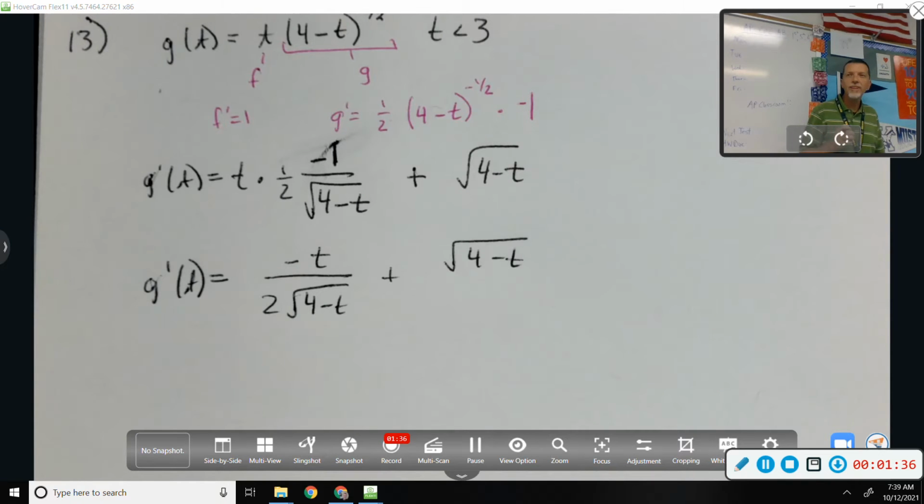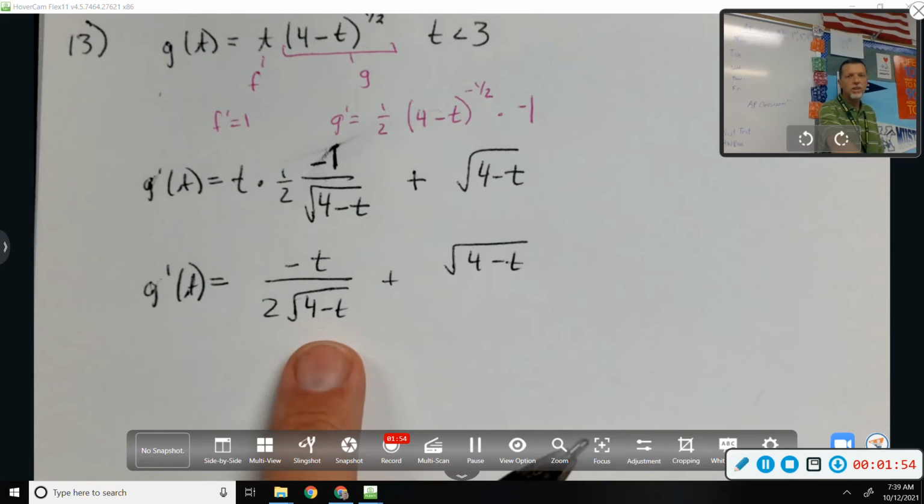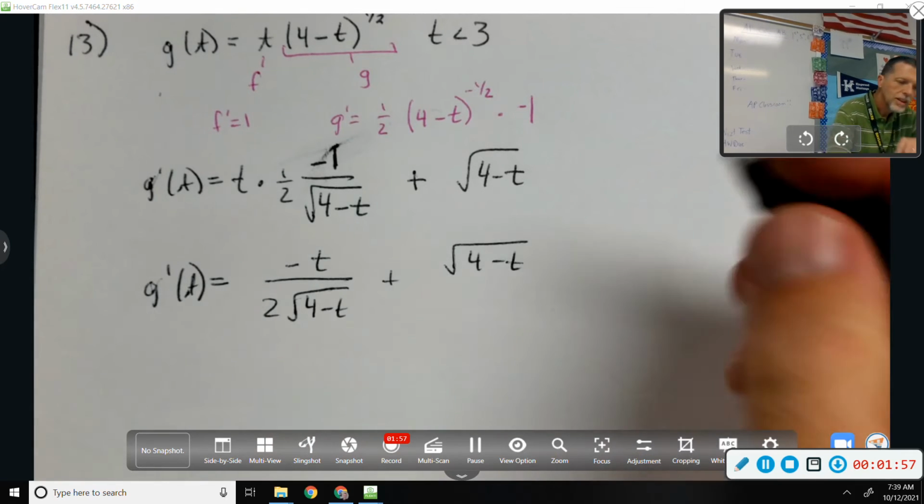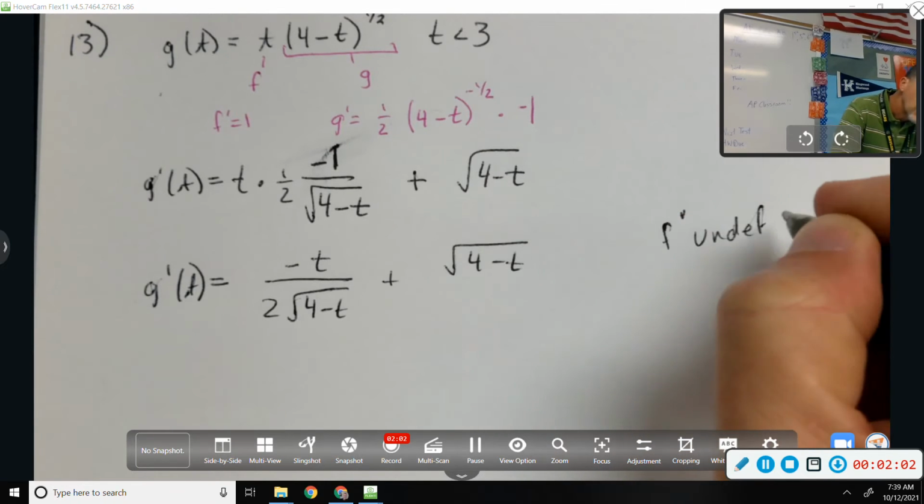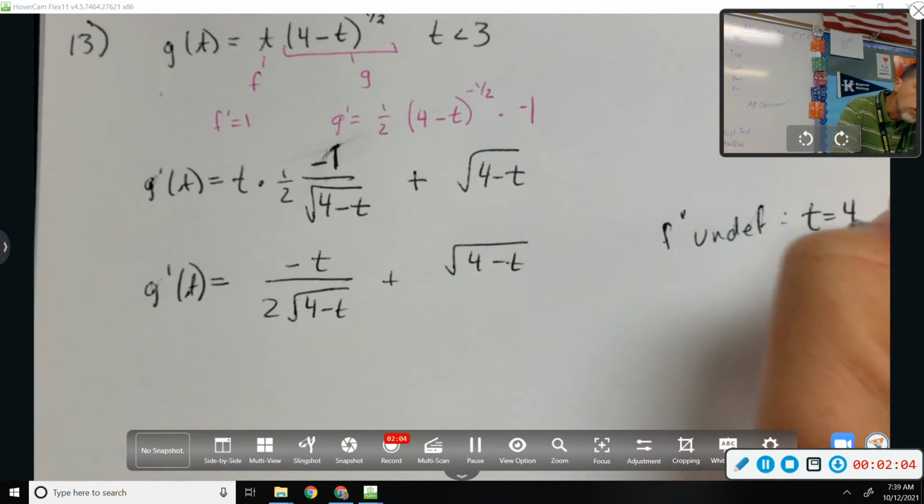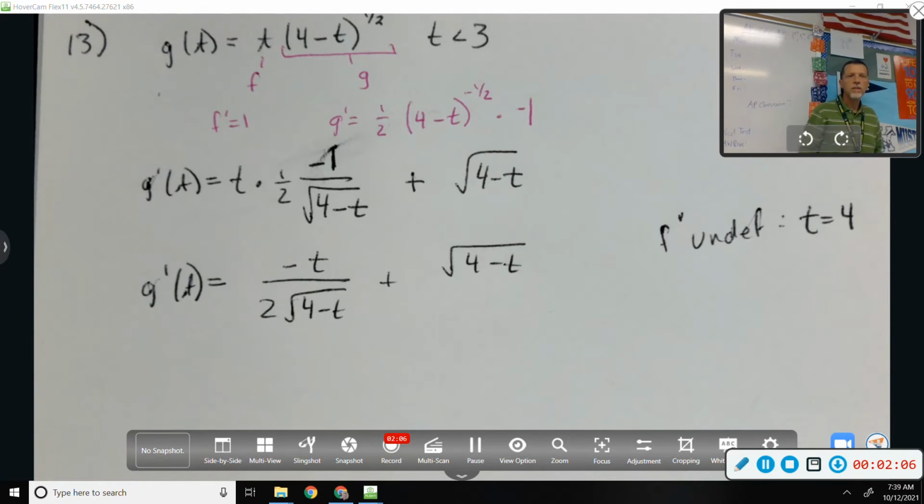Now I want to know where that's 0 and where that's undefined. I can see where it's undefined, I think, really easily right now. Does anybody see what value of t would be a problem? Can't divide by 0, so 4 won't work. So t equals 4 is not going to work. So f prime is undefined at t equals 4, because that's going to make this denominator 0, and we can't do that.